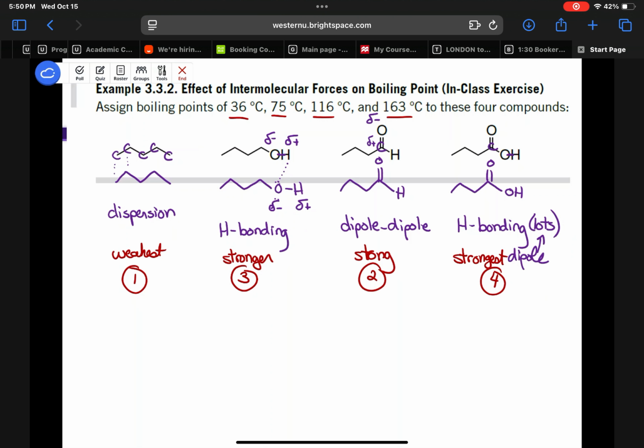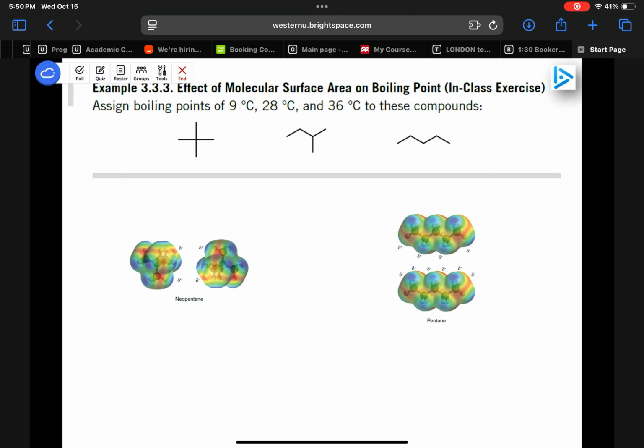So therefore, 36 degrees Celsius, that's the temperature that I will need to apply to disrupt the intermolecular forces between pentane molecules. The next temperature is 75 degrees Celsius, so I'll give that to my second in strength. The third is 116, and the fourth is 163. And there we go. We didn't have to memorize anything, but we were able to think through the strengths of these intermolecular forces and assign boiling points. So we will leave that up there and go to the next example.